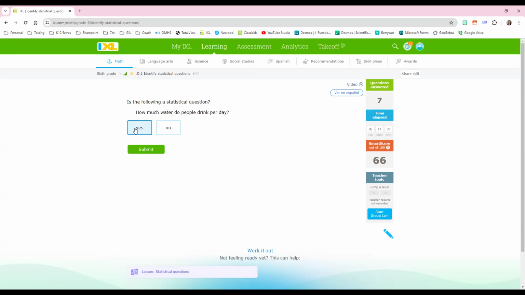All right, it's now your turn to try it. Please make sure you read this carefully, and remember that the key point to look at is, are we asking lots of people? Can we collect a variety of answers? Can we collect that data? Or is it non-statistical, where we're going to have an exact answer or just one single answer?